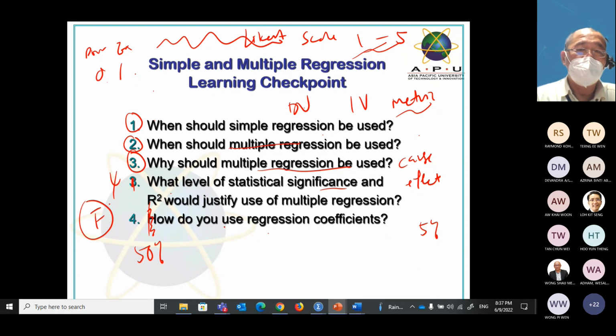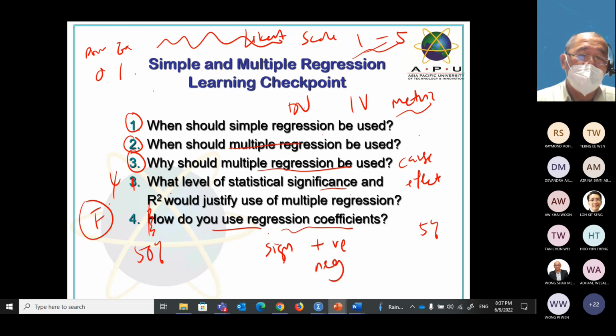How do you use it? Of course we can interpret it, meaning we use the regression coefficient as a unit. For example, let's say with the coefficient, we see two things. The first thing is the sign, either positive or negative. And then also the magnitude.